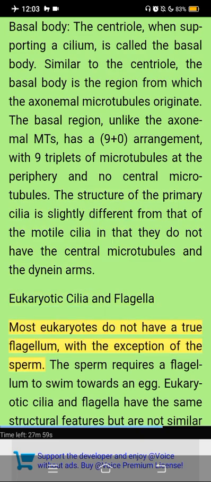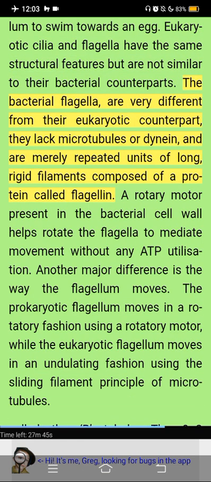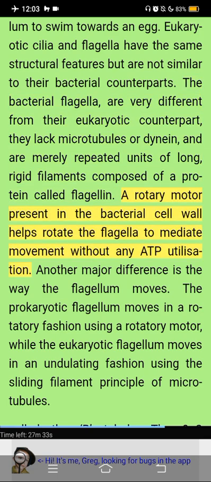Eukaryotic cilia and flagella. Most eukaryotes do not have a true flagellum, with the exception of the sperm. The sperm requires a flagellum to swim towards an egg. Eukaryotic cilia and flagella have the same structural features but are not similar to their bacterial counterparts. The bacterial flagella are very different from their eukaryotic counterpart. They lack microtubules or dynein, and are merely repeated units of long, rigid filaments composed of a protein called flagellin. A rotary motor present in the bacterial cell wall helps rotate the flagella to mediate movement without any ATP utilization.